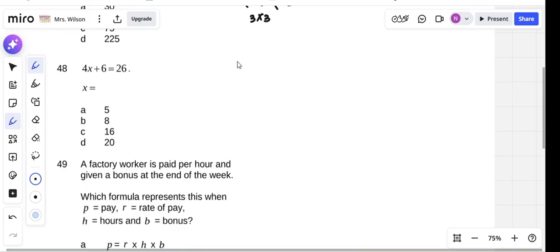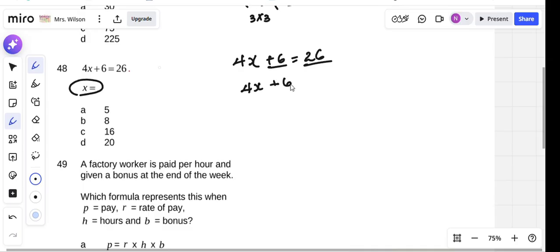Question 48. 4x plus 6 is equal to 26. I'm trying to get x by itself. That's the bottom line, because the question asks me what's the value for x. But I'm going to start with getting 4x on only one side. So that's going to give me 4x. And I want to get rid of this positive 6 that I have. But in order for me to get rid of the positive 6 from beside my 4x, I'm going to have to take away 6 from both sides.